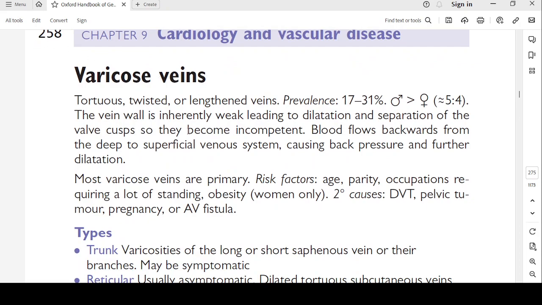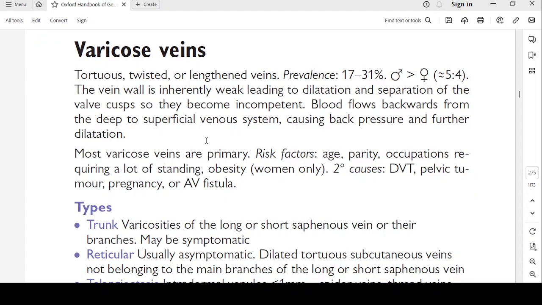Page number 258. Varicose veins. Tortuous, twisted or lengthened veins. Prevalence is 17 to 31%. Male is more common than females, 5 to 4 ratio. The vein wall is inherently weak, leading to dilatation and separation of the wall cusp, so they become incompetent.